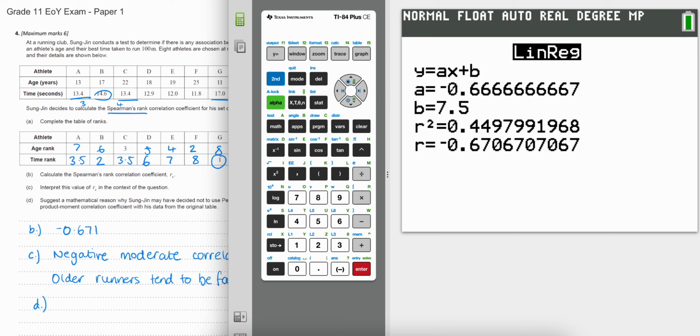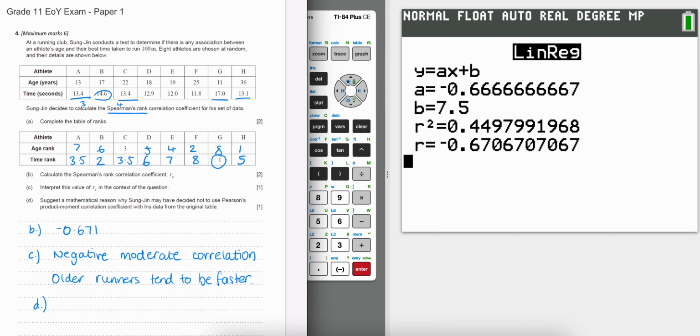And the other reason could be that the data wasn't linear. So if we were to draw the data and it wasn't a linear fit, then we would need to use Spearman's rank because this works for anything such as a continuous up or down motion, so an exponential or logarithmic data set as well.